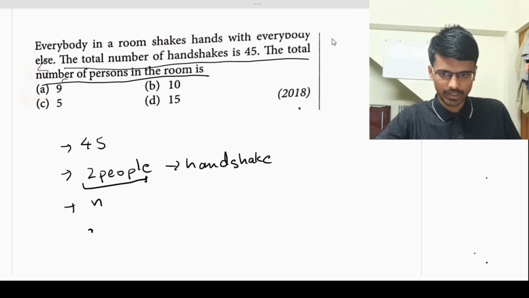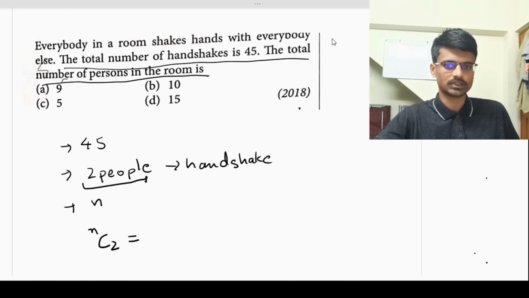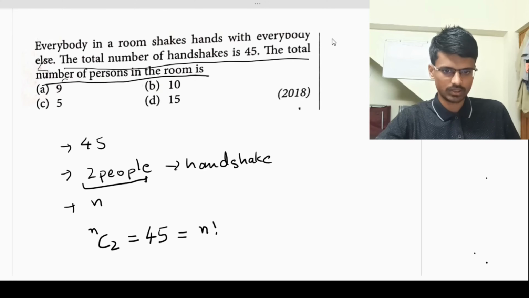So, I can apply this formula, right? nC2 equal to how many two members I can select out of n members. I am selecting two members, so I have used the combination formula. The number of handshakes they have already given is nothing but 45. So, now we have to solve for n. Let me expand what nC2 is. n factorial over (n minus 2) factorial, 2 factorial, right?